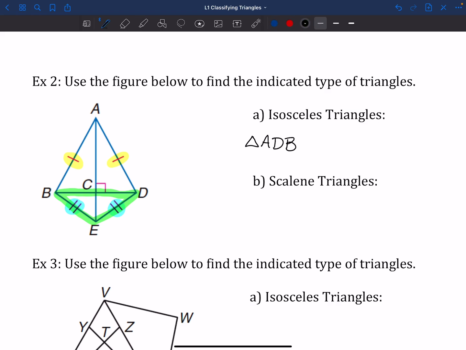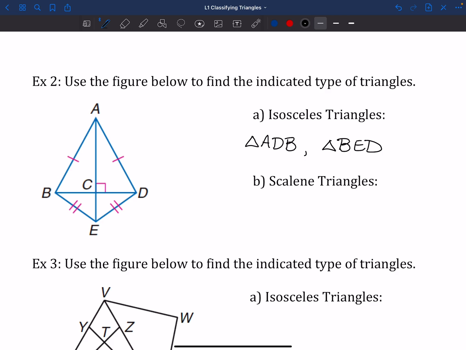So another isosceles triangle would be triangle BED. Right? Making me tired, going to bed. So again, we're just naming isosceles triangles. They have to have two sides of the same length. Oh, scalene triangles. So there's a lot of options here.